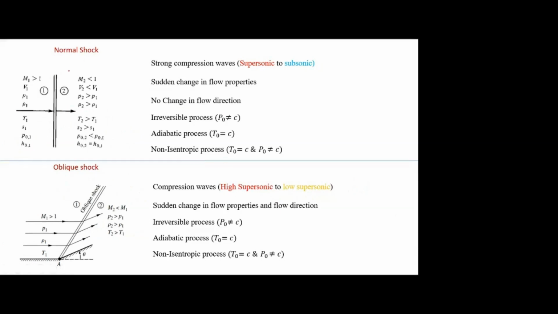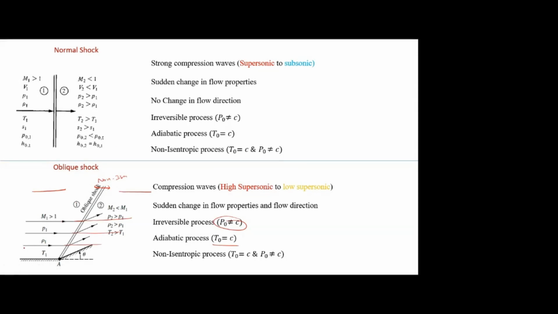And here across the shock wave, again same conditions. Here isentropic, but across the wave it is non-isentropic because of the stagnation pressure loss. Here also we are not heating or cooling the system, so T naught is constant. And here properties change, flow direction also changes. It is not parallel like the normal wave.